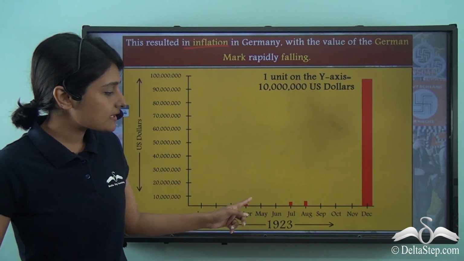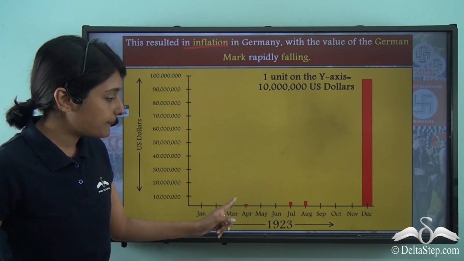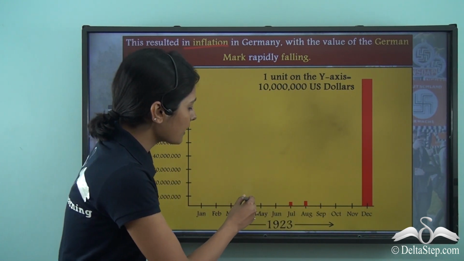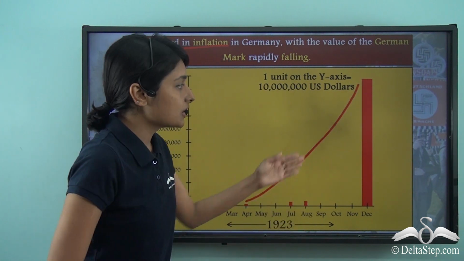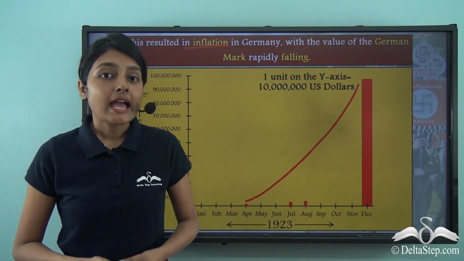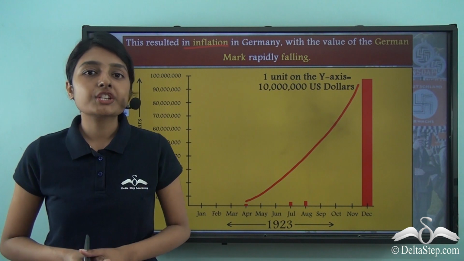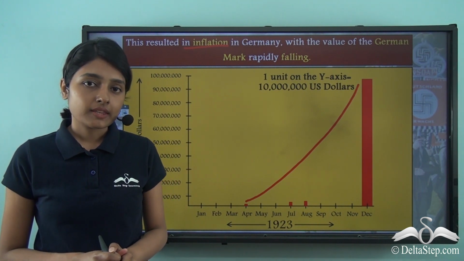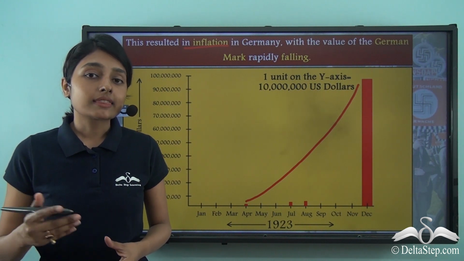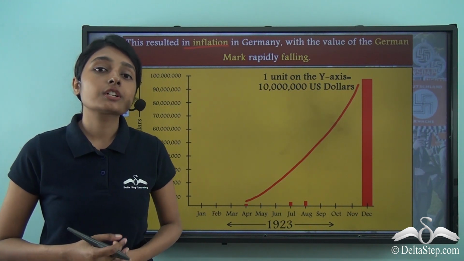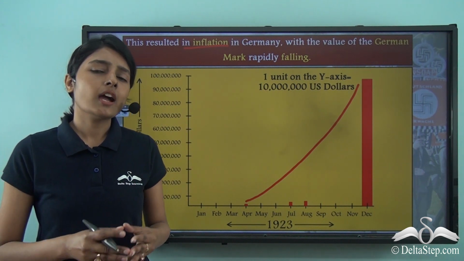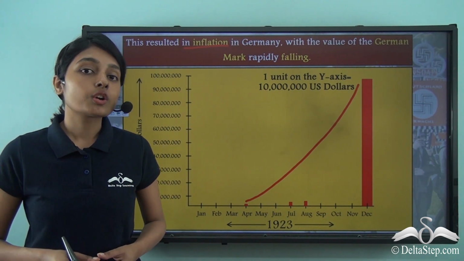It was just in a span of a few months, from April to December, that the value of the German mark fell to such a huge extent. And this was the inflation that happened in Germany following the First World War. And the main reason that the people of Germany thought was the terms of the Treaty of Versailles, which were very harsh and unfair on Germany.